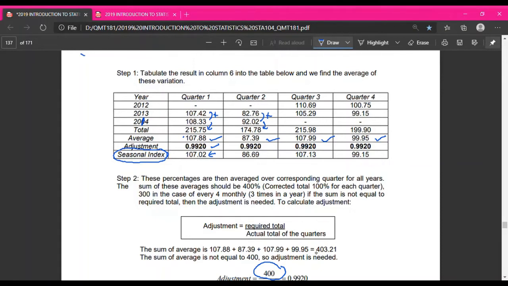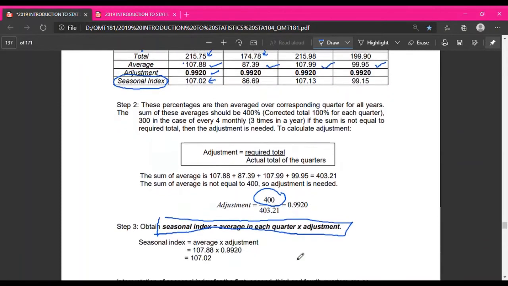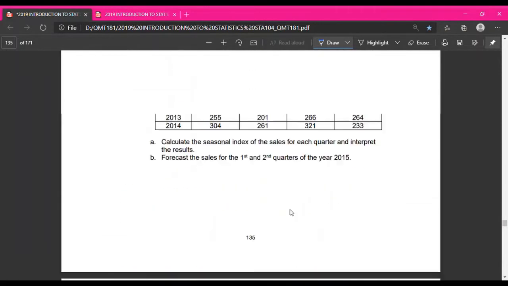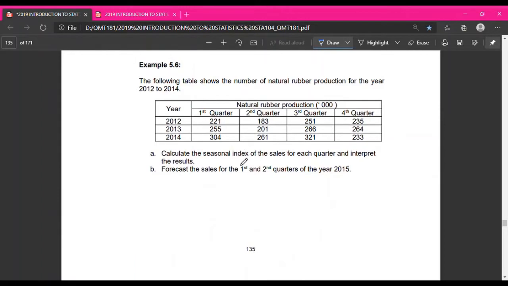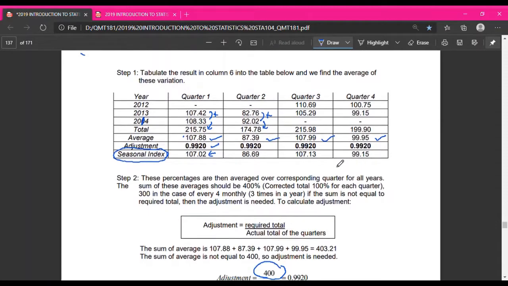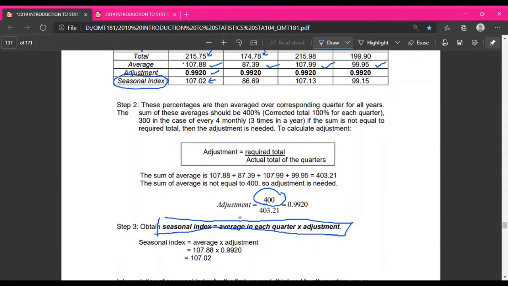Adjustment for every quarter will be equal. Akan dapat sama saja, you kira satu saja untuk adjustment. You akan letak value yang sama saja dekat sini. Okay, kita punya main intention nak dapatkan seasonal index, which is the average darab dengan adjustment. Okay, so you akan dapat seasonal index for every quarter. Soalan tadi, dia nak you dapatkan seasonal index, calculate the seasonal index, and then interpret the result. Interpret the seasonal index.